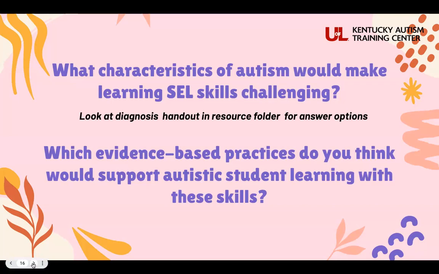And I think I just answered this question for you. What evidence-based practices do you think would support autistic student learning with these skills? That would be visual supports, modeling, prompting, reinforcement, possibly direct instruction if you're using that as your explicit teaching. And then, of course, I'm sure there's others as well, but those are the main ones.